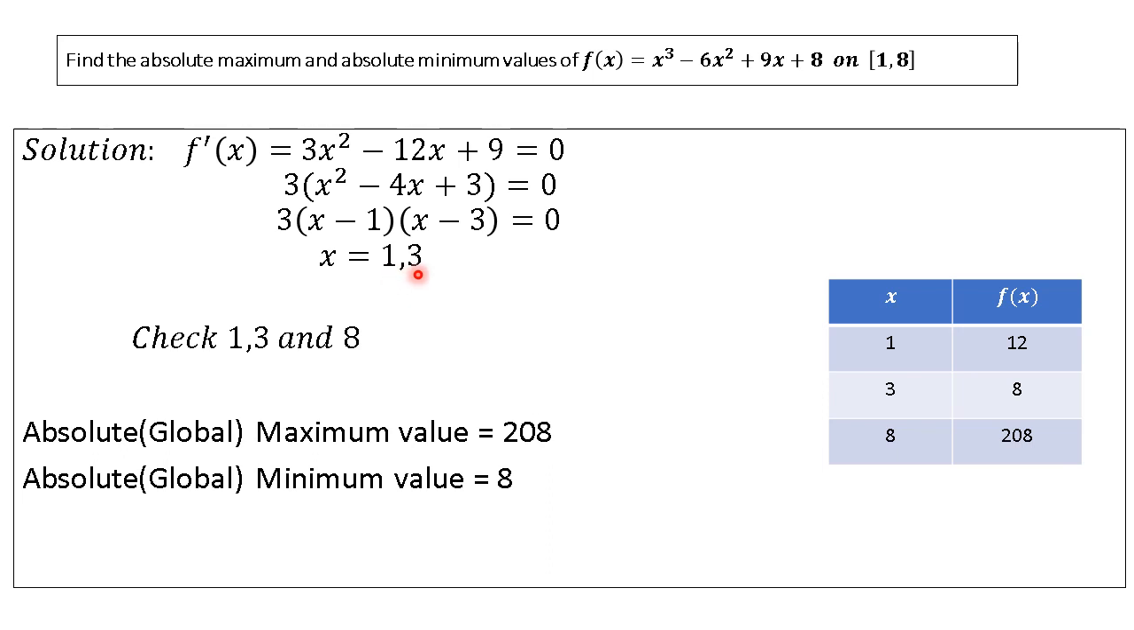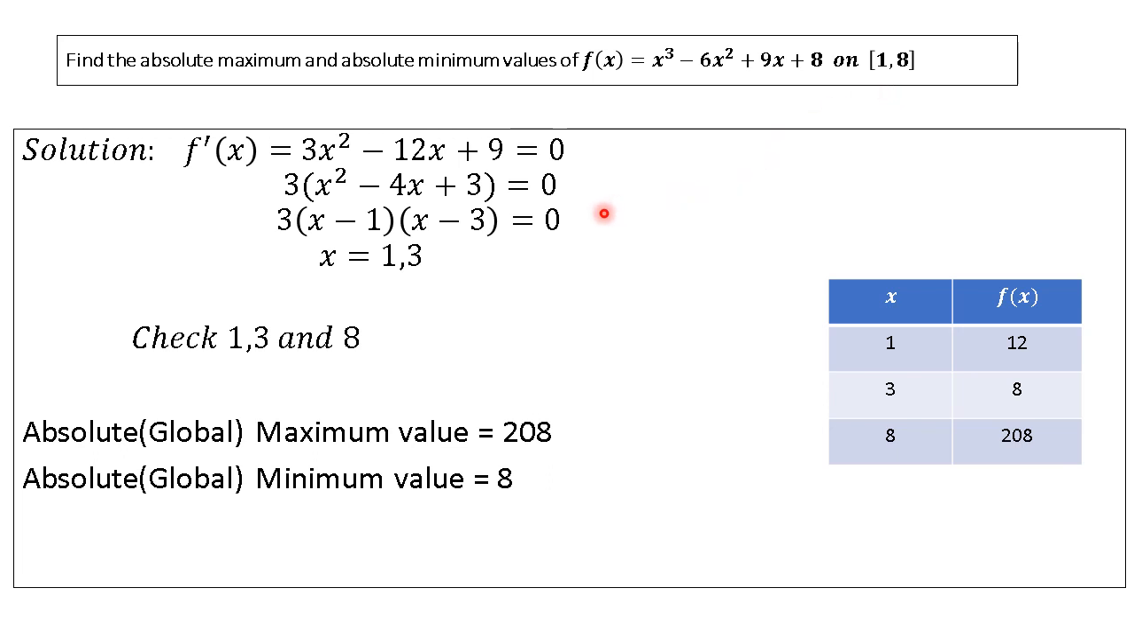And also we have to check for boundary values. Boundary values are 1 and 8, critical points are 1 and 3. One of them has already been included. See here, this one and this one are included. It means here the critical point actually coincides with one of the boundary points, that is 1.